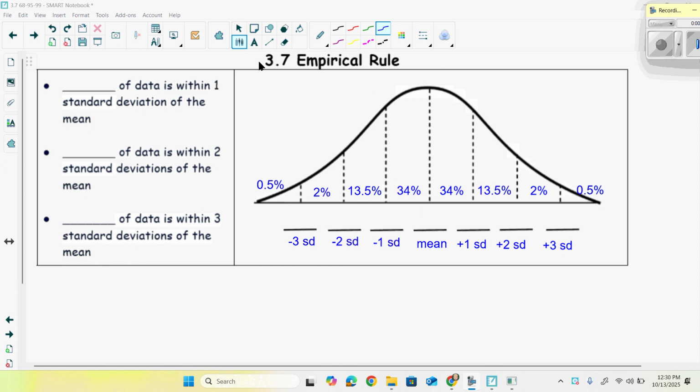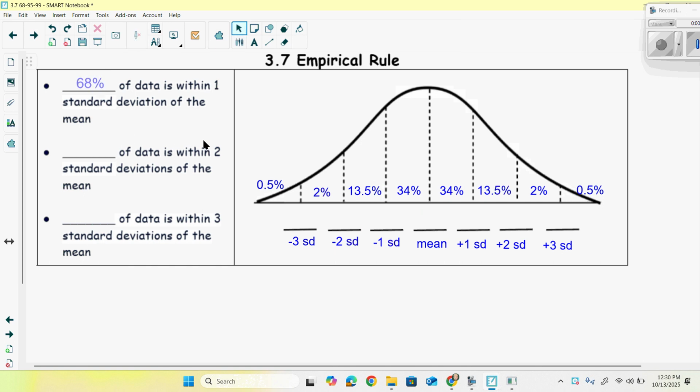Welcome to our lesson 3.7, something called the empirical rule. It's just going to deal with the percent of data that are how many standard deviations away, depending on what we define it as. We're going to look at 1, 2, and 3 standard deviations away. So if we wanted to identify the amount of data that is within 1 standard deviation as a percent, that's 34 plus 34. That's a total of 68.